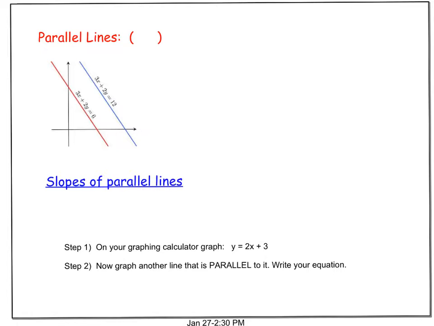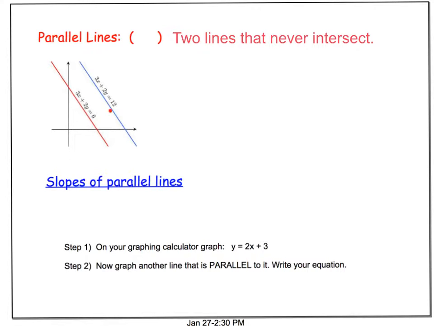We have a symbol for parallel lines because we don't like to write it out all the time, and that is two bars that are actually parallel to each other. It looks like the number 11. It is not, however, but that's the symbol we use for parallel lines. And here in this picture you can see that I have two parallel lines.